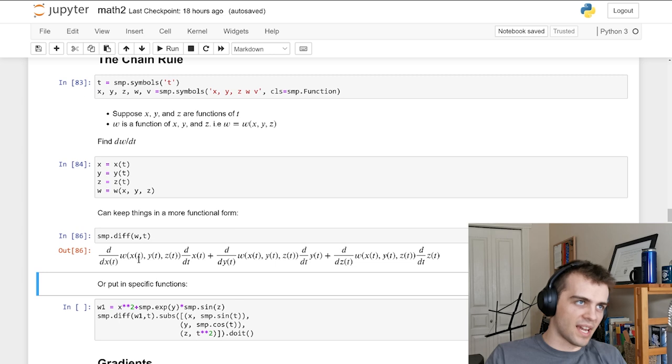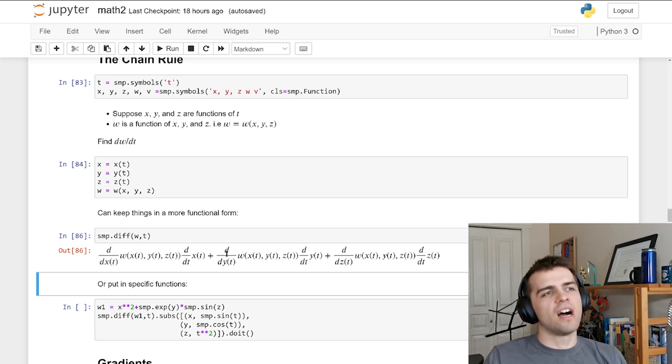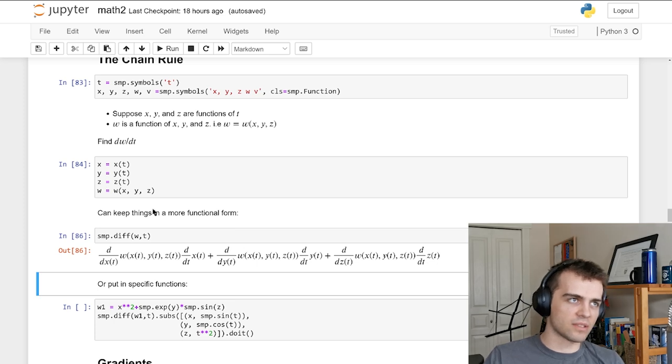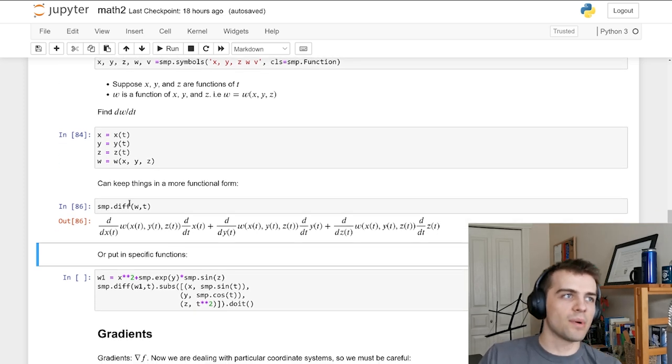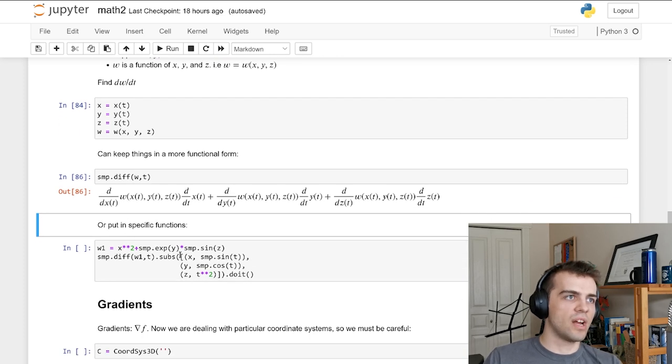So it takes the derivative with respect to x of w times dx/dt, plus dw/dy times dy/dt, plus dw/dz times dz/dt. So it's very good at keeping track of these sorts of things. And once I have this like this, I can actually put in specific functions.